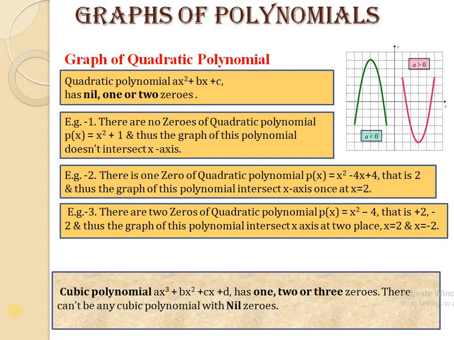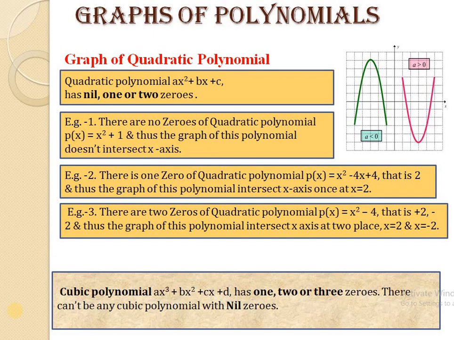How? If we take x square plus 1 equals 0, we get x square equals minus 1. And x square equals minus 1 is an impossible value. And thus the graph of this polynomial doesn't intersect the x-axis.